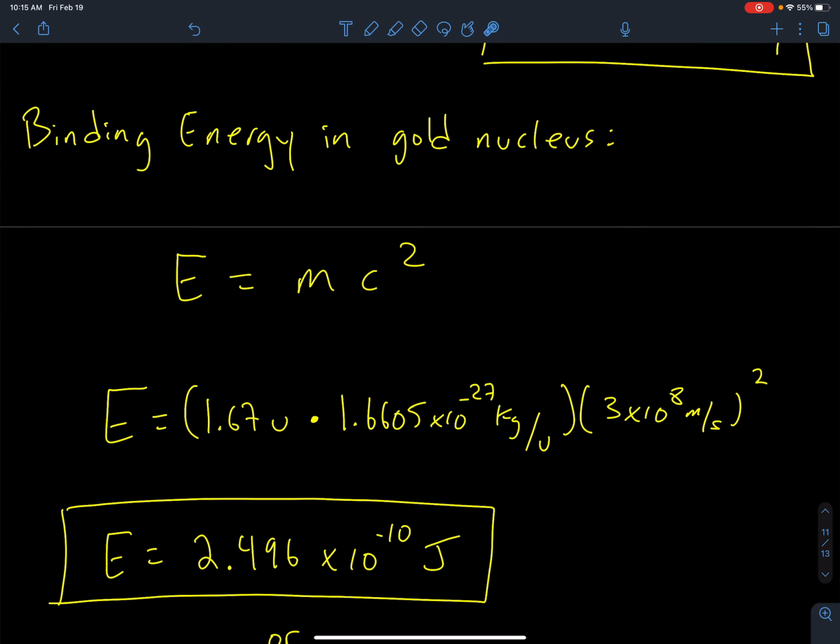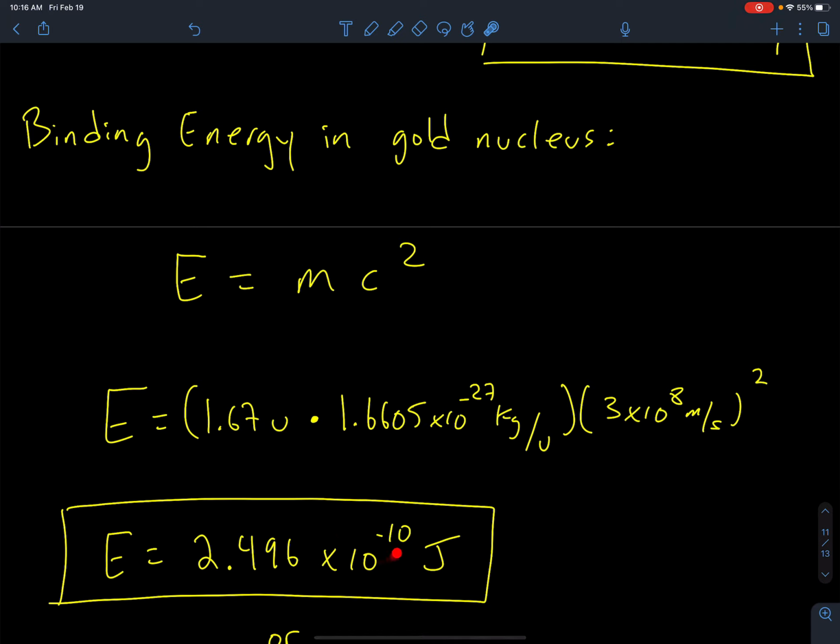Okay, and then here's my mass defect, m, 1.67 U, times the mass in kilograms. Remember, mass in a formula is in kilograms, so I got to convert U into kilograms, and that is the mass of an atomic mass unit, 1/12 the mass of carbon. So when I multiply that, I convert that into kilograms. Multiplied by the speed of light squared will give me my binding energy, which it seems like it's really, really small, but that's just for one nucleus, okay?